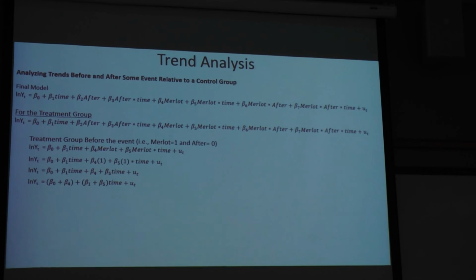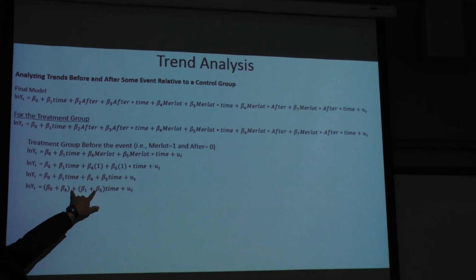If beta 5 is 0. Exactly. In other words, if they have the same growth rate before, then beta 5 should be statistically indistinguishable from 0. It's just the pure algebra. I hate to call it algebra, but we're not solving for anything. We're just saying, in order to make that equation equal to that equation, what has to be true? Beta 4 and beta 5 should be 0.